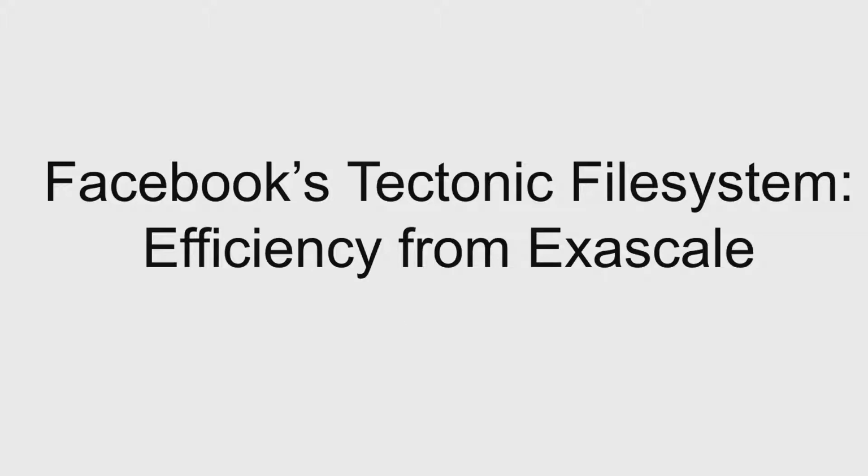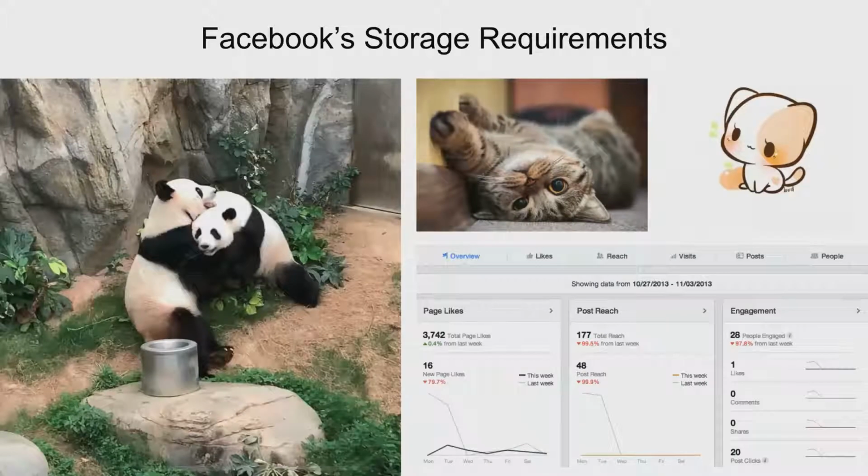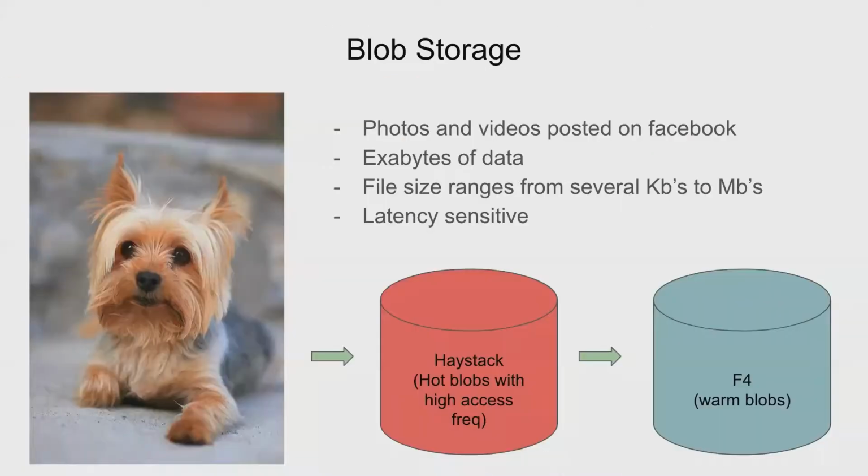Let's take a look at Facebook's storage requirements first. They have images and they have analytics on them. Facebook's storage requirements can be split into two types of storage systems. One of them is blob storage. These are photos and videos posted on Facebook. This is exabytes of data, and file size can range from several KBs to several MBs, and it's quite latency sensitive.